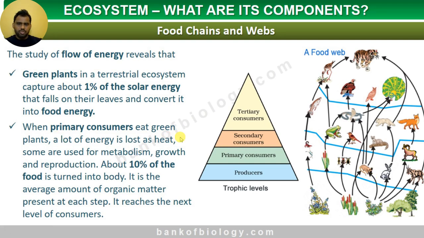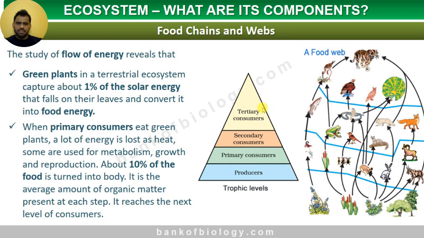When primary consumers eat green plants, a lot of energy is lost as heat. Some is used for metabolism, growth, and reproduction. About 10% of the food is turned into body. It is the average amount of organic matter present at each step. It reaches the next level of consumer. So only 10% of the energy goes to the next level from this.